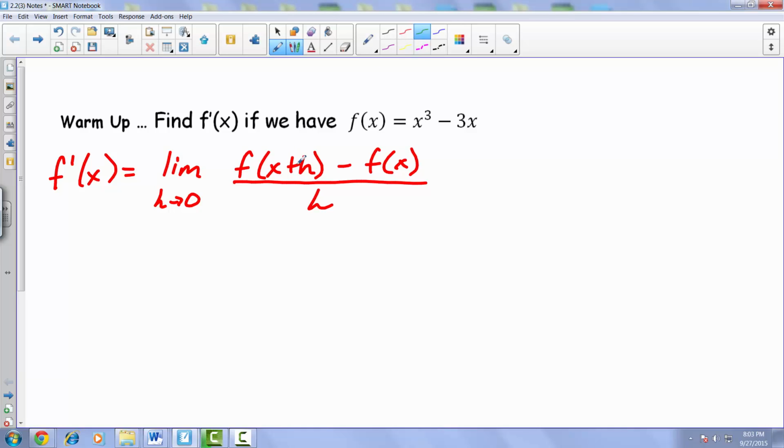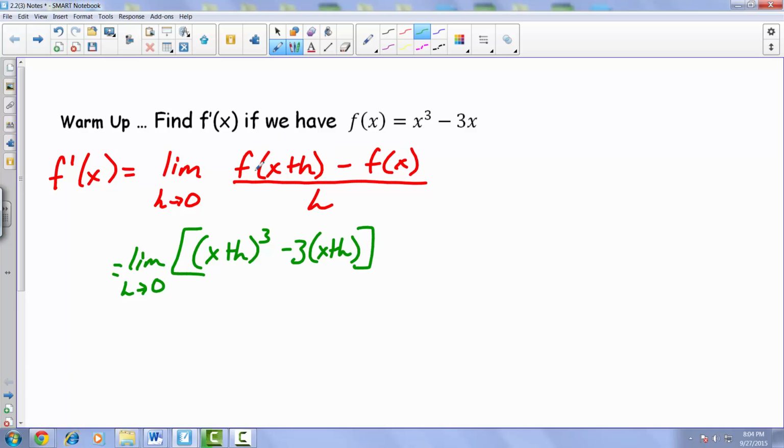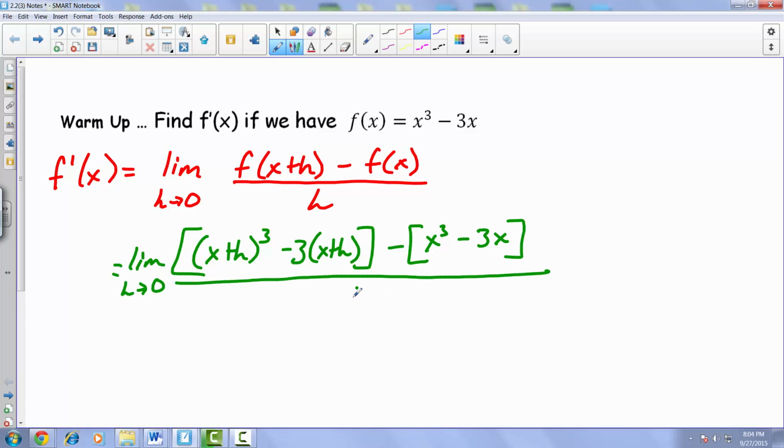And so pretty much anywhere that there is an x, we're going to go ahead and throw in this x plus h into the function for x. So then we end up with the limit as h goes to 0 of, instead of x cubed, we have x plus h cubed minus 3 times x plus h. So that would constitute our entire first part right here, minus our f of x. Well, here is our f of x, our function, x cubed minus 3x. And again, this is all over h.